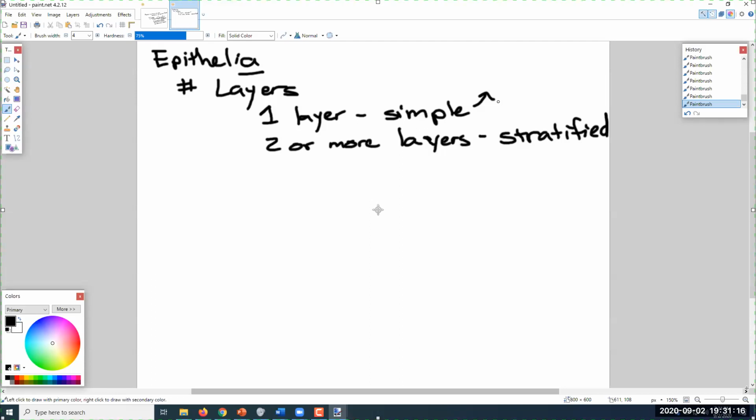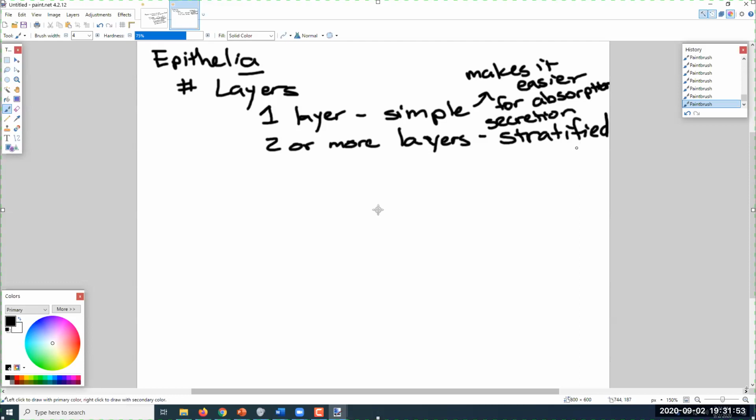Since it's only one layer, it just needs to pass through that one layer to be able to go through it, right? Good. However, this makes it easier for absorption. This is to bring things into the cell, and secretion. Secretion is bringing things out of the cell, okay? Absorption goes into the cell, secretion goes out of the cell.